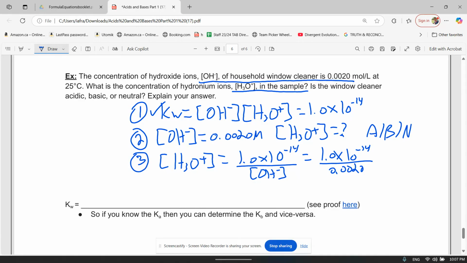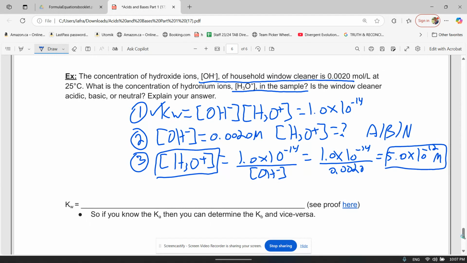So we'll have 10 to the negative 14 divided by 0.002, and we'll get approximately, let's see, 2 sig figs, so 5.0 times 10 to the power of negative 12 molar. So that's the concentration of H3O plus. So we found that over here.